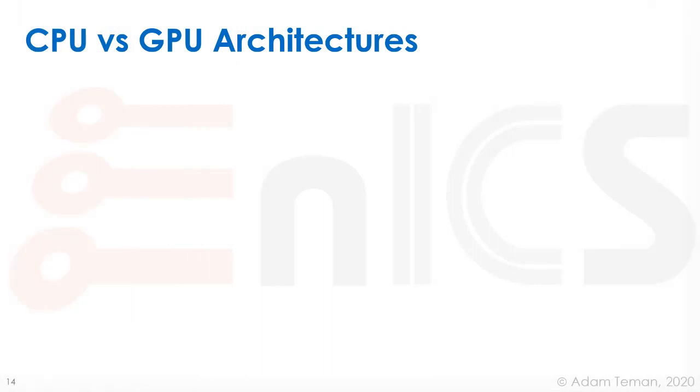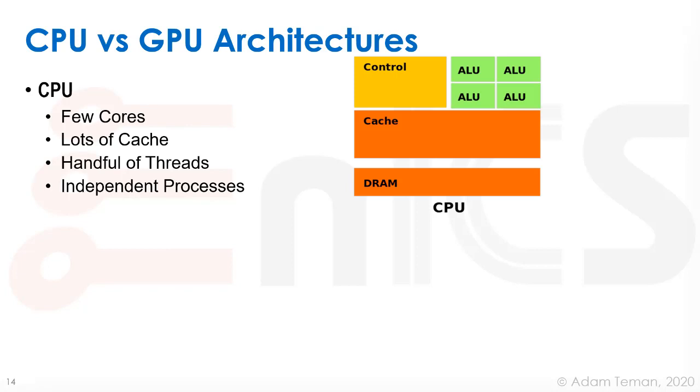So let's go over the difference between a CPU and a GPU architecture to get a high-level understanding of this. A CPU, as we've been discussing, has a few cores. In fact, it's only had a few cores for the last 10, 15 years. It has several cores and lots of cache, in a very large hierarchy where we bring data from the DRAM in several levels, closer to the CPU itself. It has a handful of threads, and it's good for running independent processes.